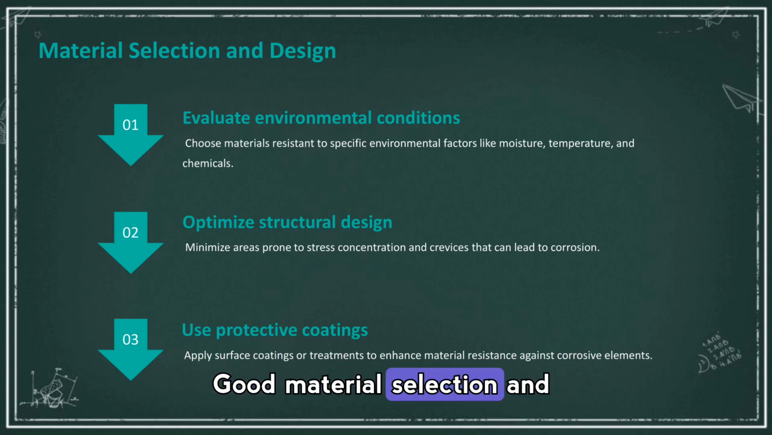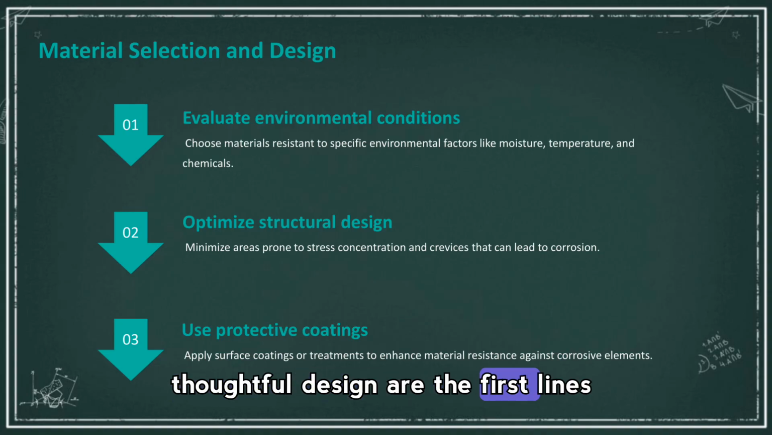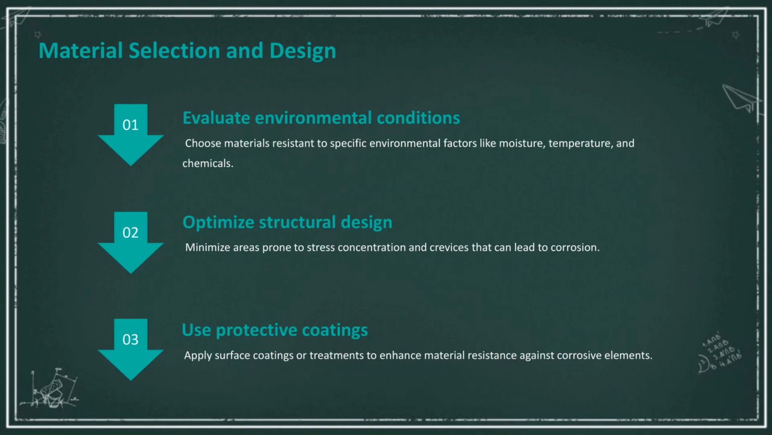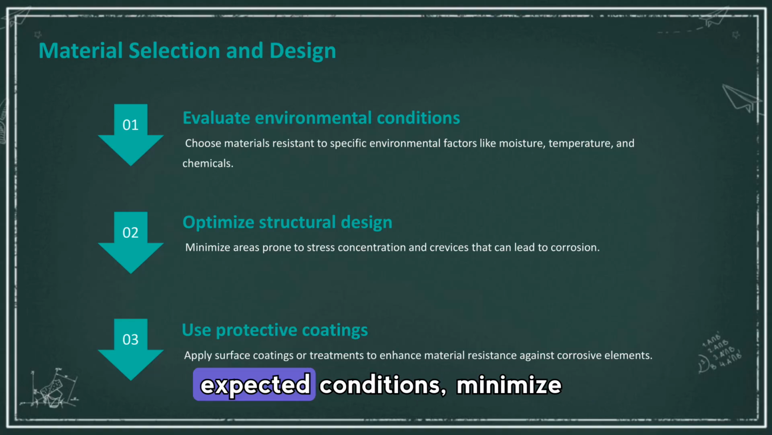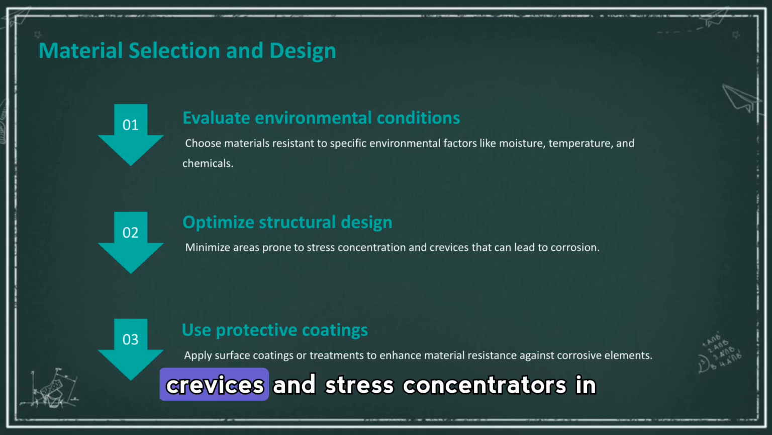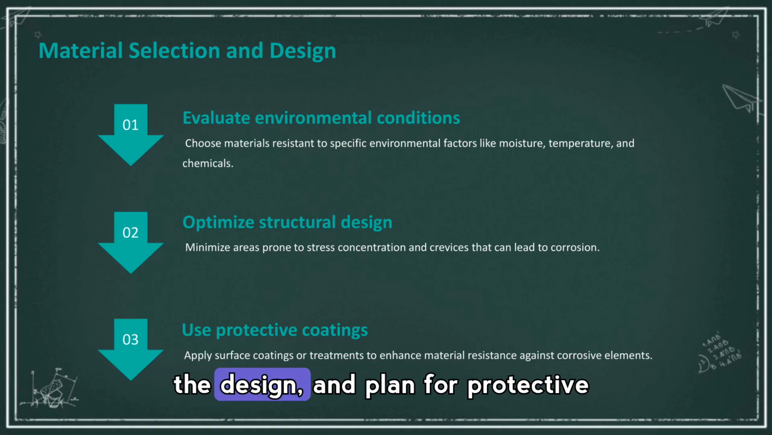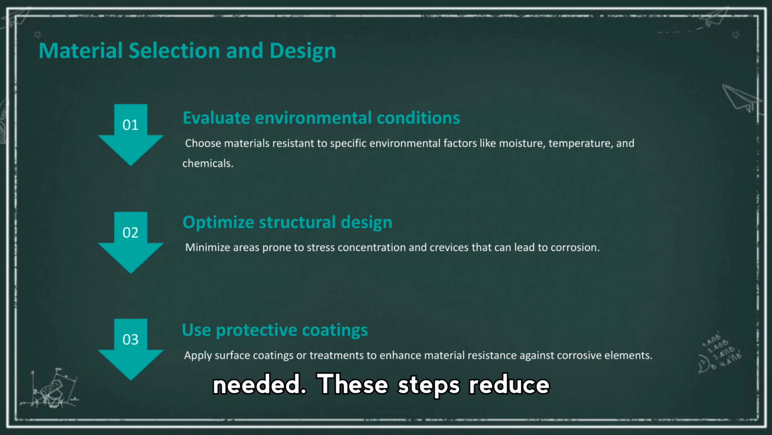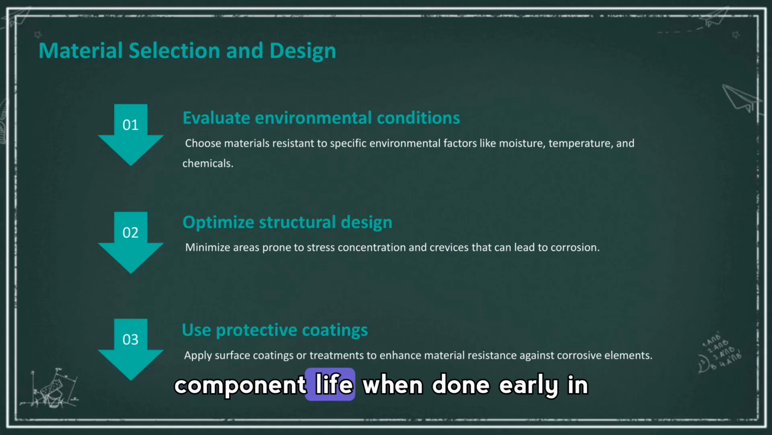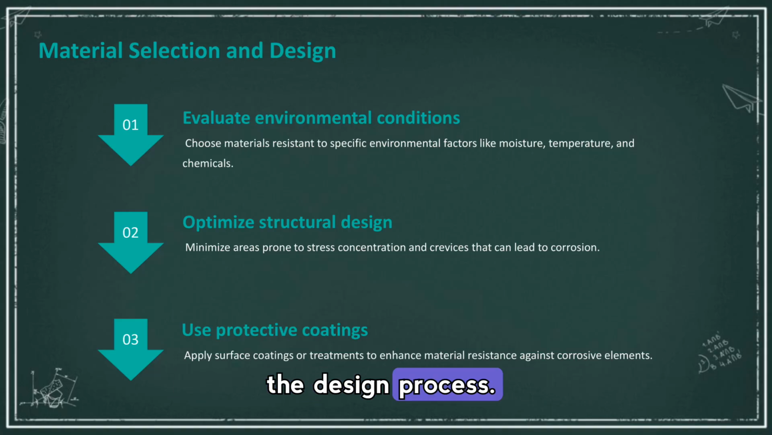Good material selection and thoughtful design are the first lines of defense against corrosion. Evaluate the service environment. Choose materials resistant to expected conditions, minimize crevices and stress concentrators in the design, and plan for protective coatings or treatments where needed. These steps reduce maintenance burdens and extend component life when done early in the design process.